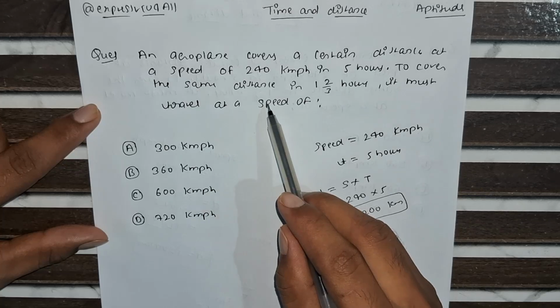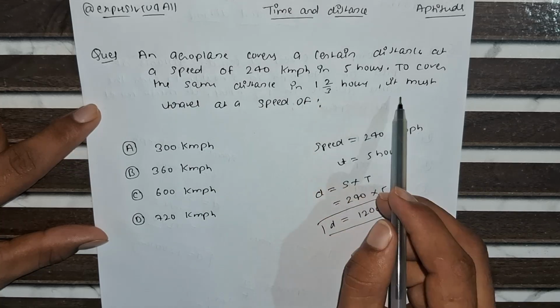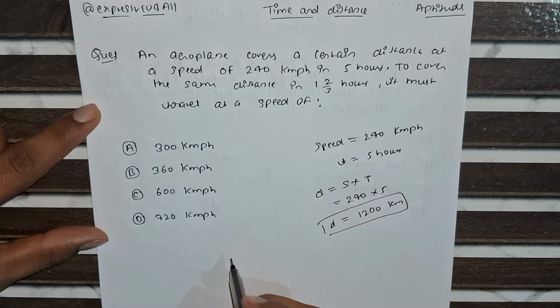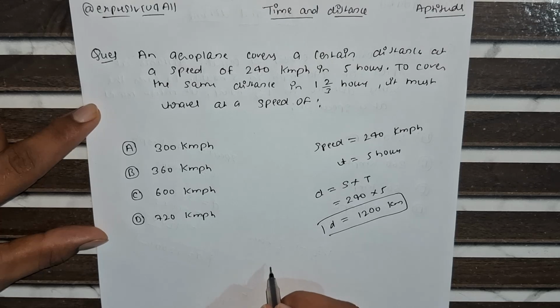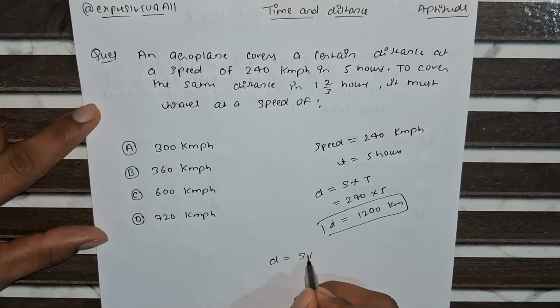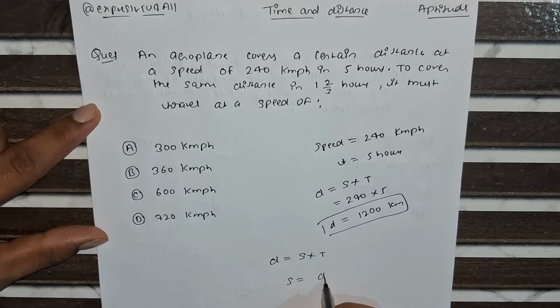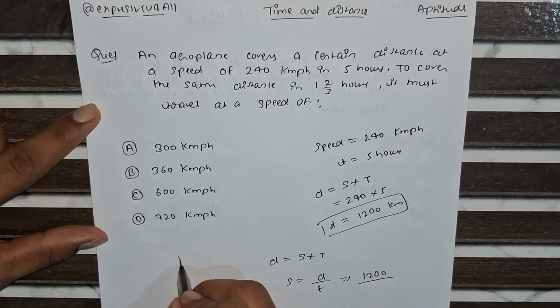To cover the same distance in one complete 2 by 3 hours, it must travel of speed. So now we have to find the speed. So already we know distance equals to speed into time. So speed equals to distance by time. So what is the distance? Which is 1200 and time is 1 complete 2 by 3.